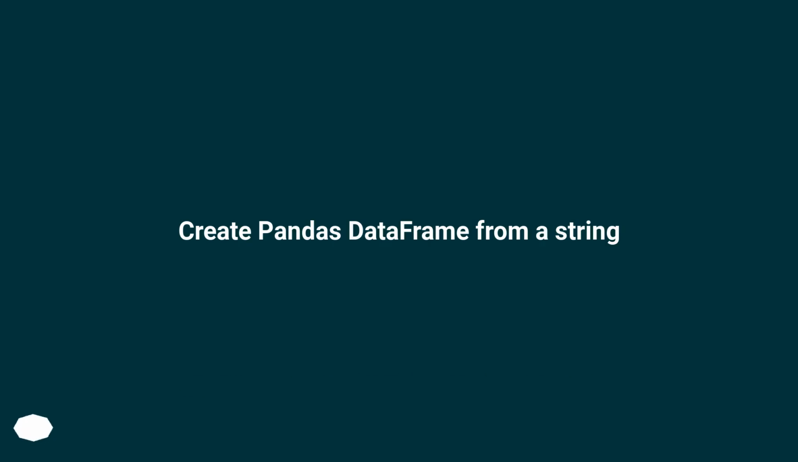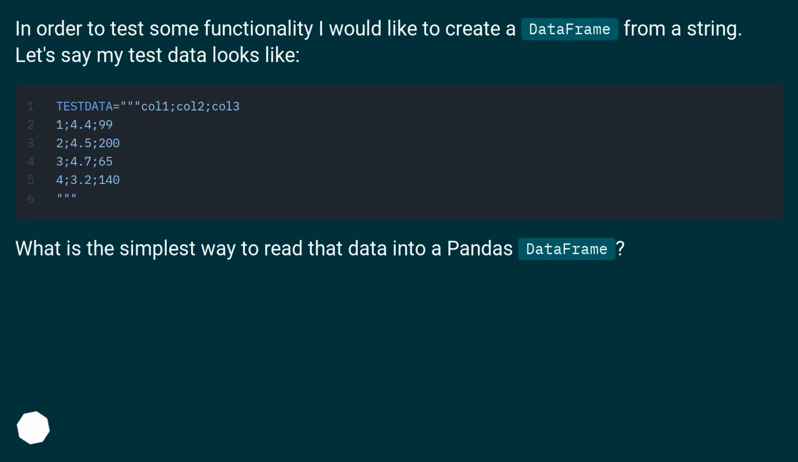Create Pandas DataFrame from a string. In order to test some functionality, I would like to create a data frame from a string. Let's say my test data looks like this. What is the simplest way to read that data into a Pandas data frame?